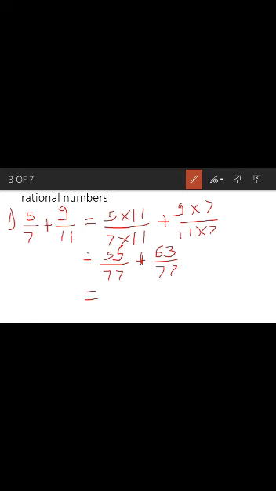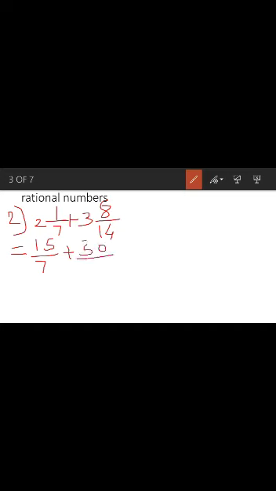What will it come? That is 55 plus 63 upon 77. One time only we need to write 77. That is 118 upon 77. Now see students, this is only about simple fractions. Now mixed fractions will also come, that is 2 1 upon 7 plus 3 8 upon 14. Now we're going to learn about it also.